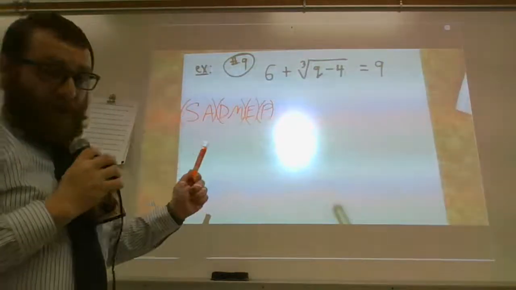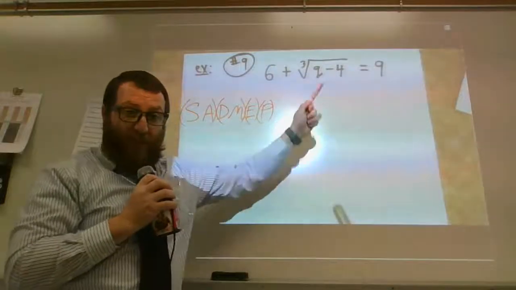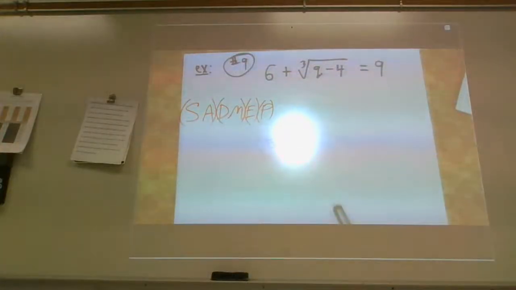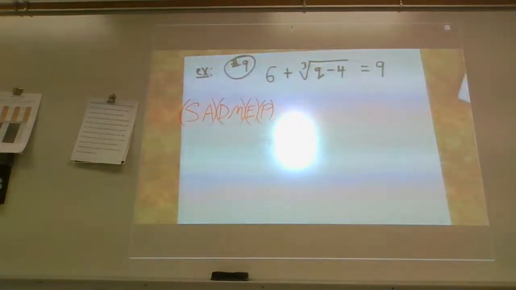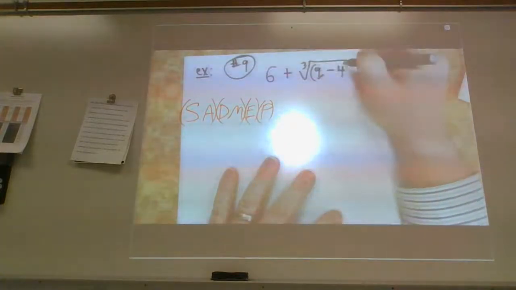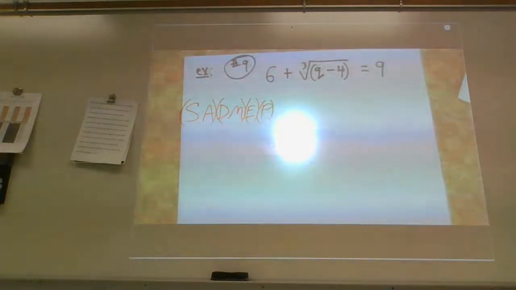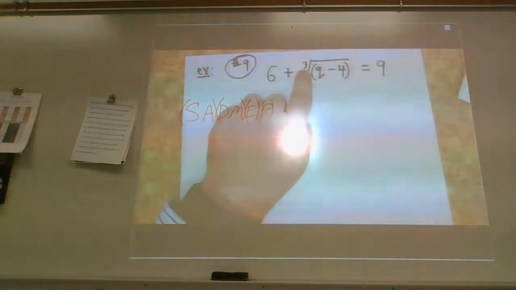There are two things that you have to recognize about this problem. Number one, there are parentheses. The parentheses are right here. You have to recognize that those are indeed parentheses, even though they're not in the original problem. Second, you need to recognize that a radical, a root, falls under the category of exponents.